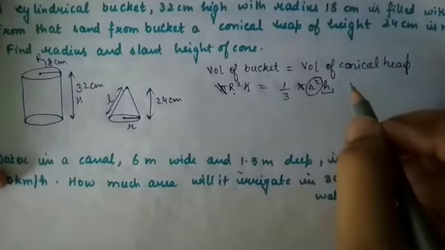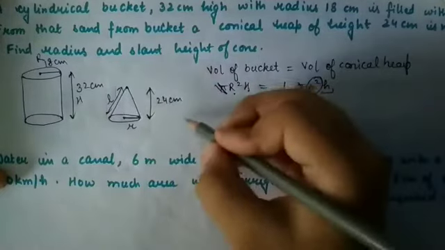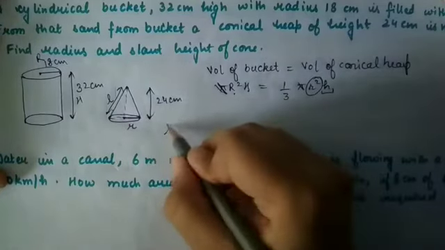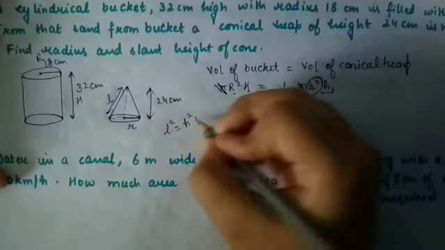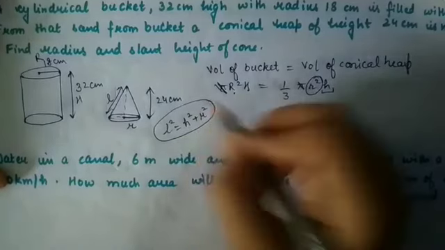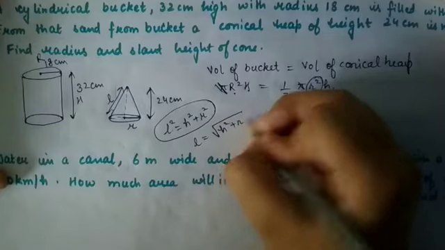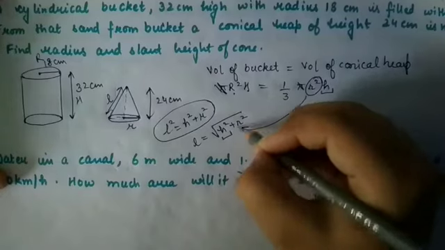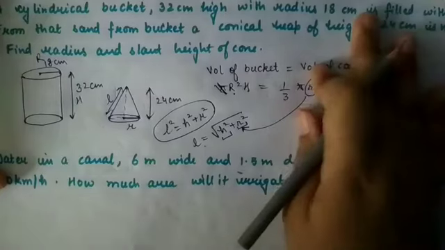So you will get radius, and in order to find the slant height, you know that this is a right angle triangle, and slant height is equal to height of cone square plus radius of cone square. So L square is equal to h square plus r square. So from here L is equal to root h square plus r square. So you will have the value of h also, and you will find the value of r, and you will put it here. So you will get the value of slant height as well. So in this way you have to solve this question.